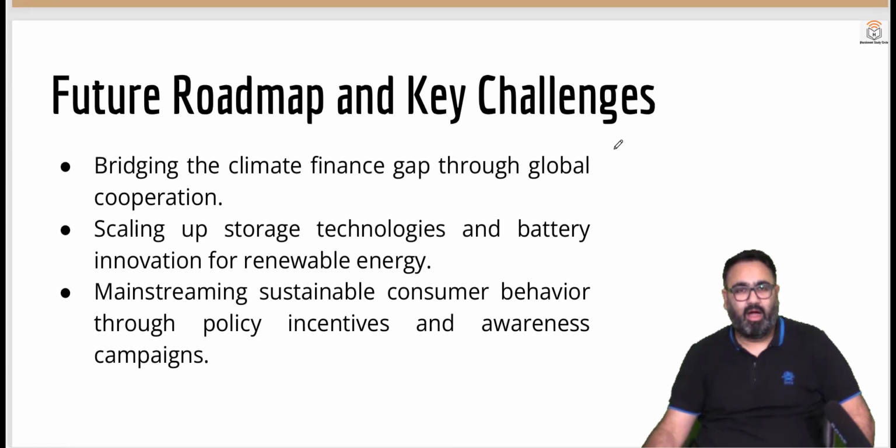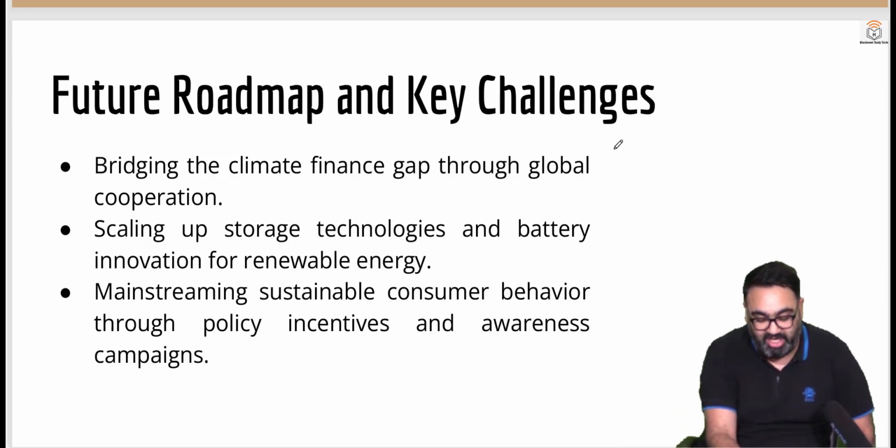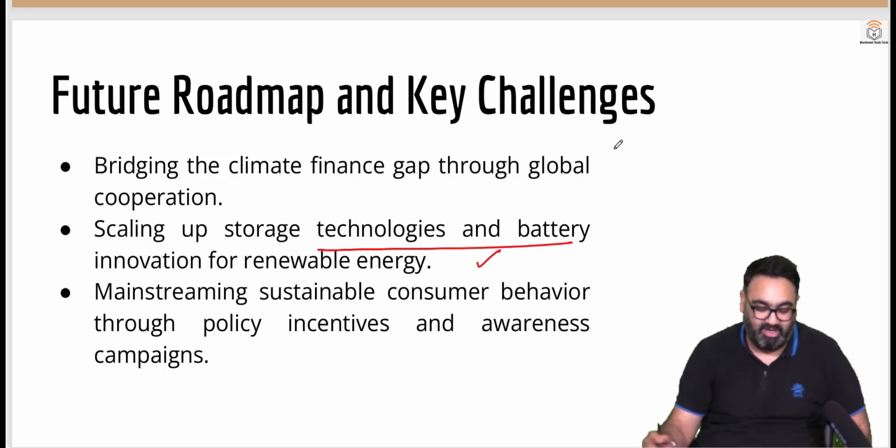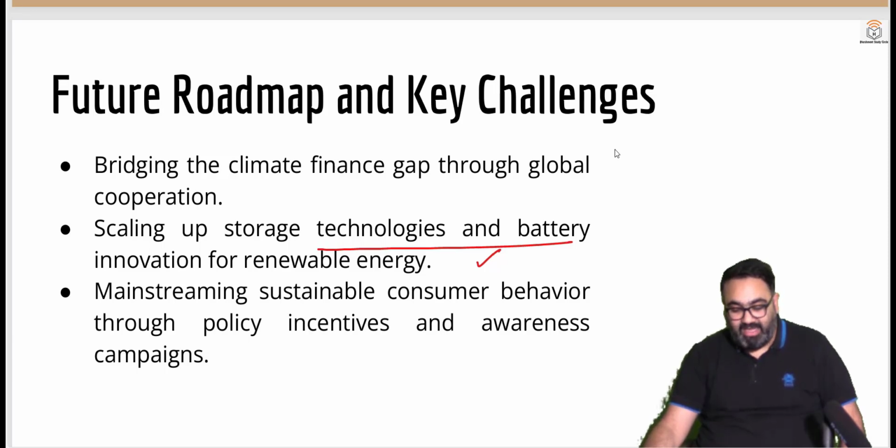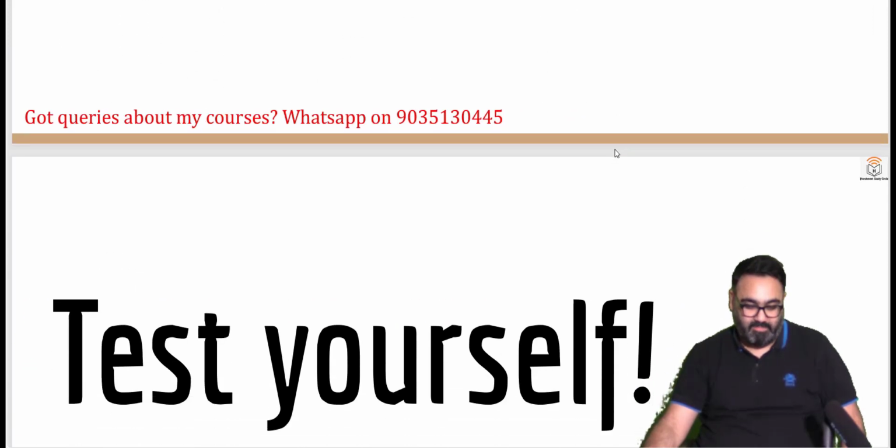In the end, the way forward involves a lot of hard work, especially raising finances. We have to focus on storage technology as well and battery innovation for renewable energy. This is the way forward, and we have to make important changes in consumer behavior as well so that everyone is willing to contribute their bit.